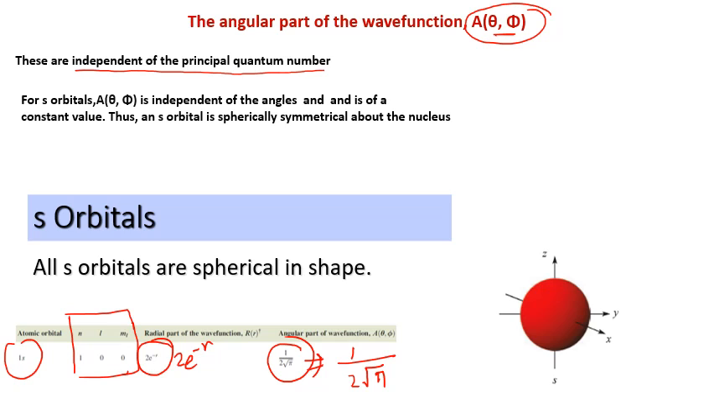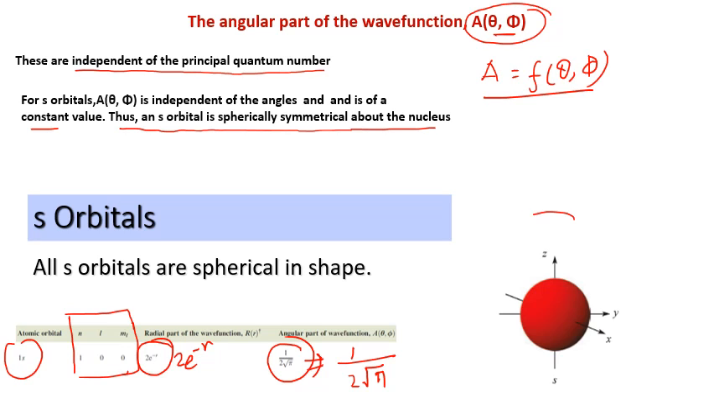You can see that the angular function is actually a function of theta and phi. But for the s orbital, it does not depend on theta and phi, so basically it has a constant value. Thus, the s orbital is spherically symmetrical in nature about the nucleus. You can see that this is the shape of the s orbital.